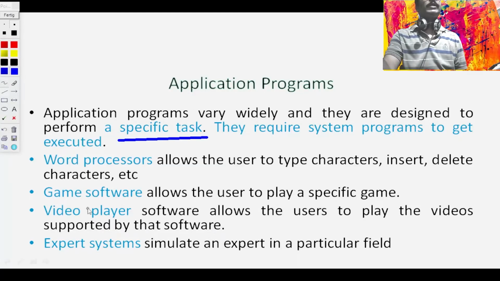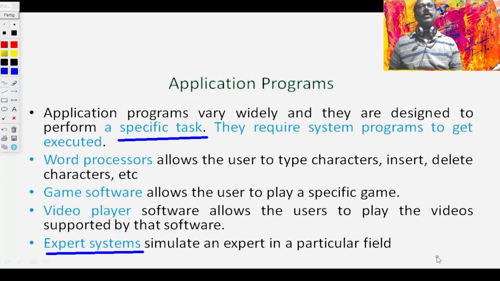So word processor, game software, video player, expert systems, etc. are examples. We discussed a word processor, which allows you to type characters, edit, insert, and delete characters. Game software allows you to play games. Game software itself is an application program. Then the video players, VLC player, Windows Media Player, are all examples of application programs. And there is also one special kind of application program called an expert system. It is generally used in artificial intelligence.